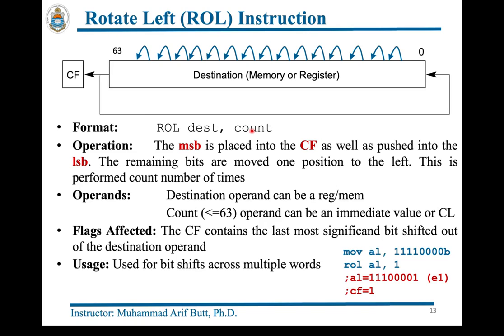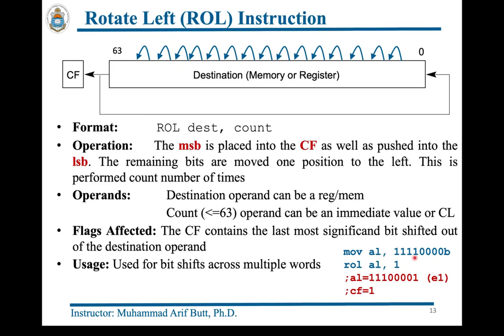Well, the difference in rotate left is that the most significant bit over here is placed into the carry flag as well as pushed back into the register at the least significant bit side, and the remaining bits are moved 1 position to the left. And this is the code snippet that shows an example of rotate left.